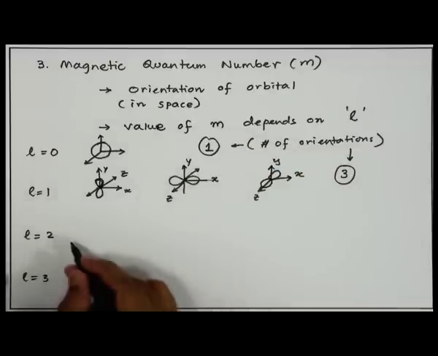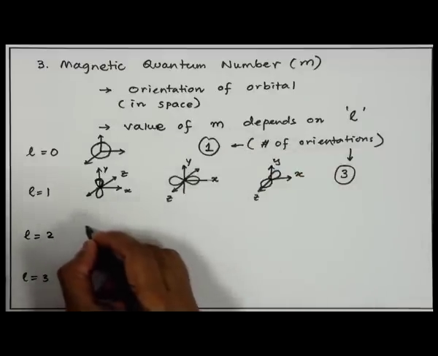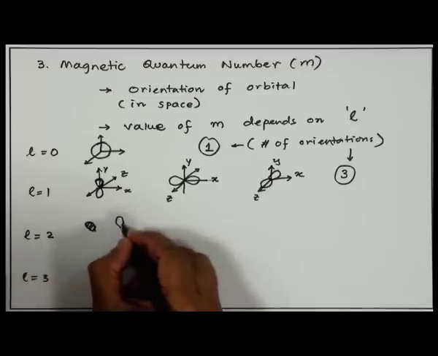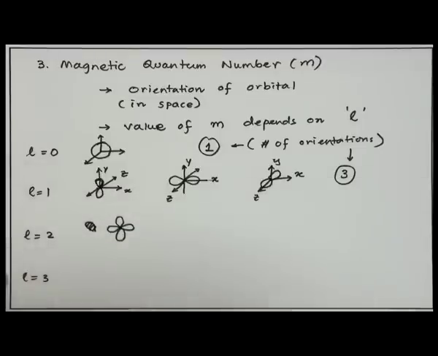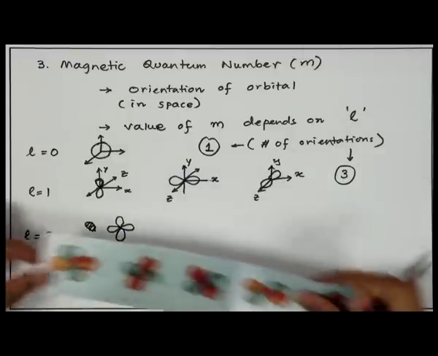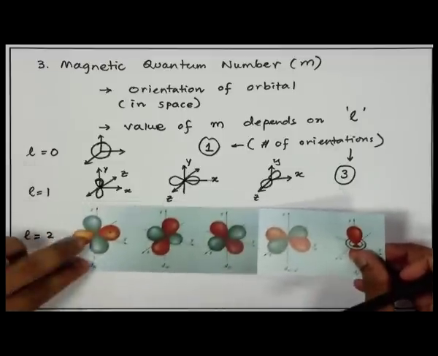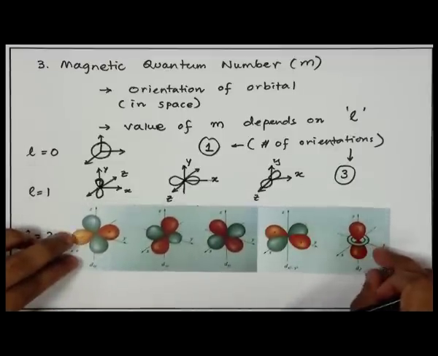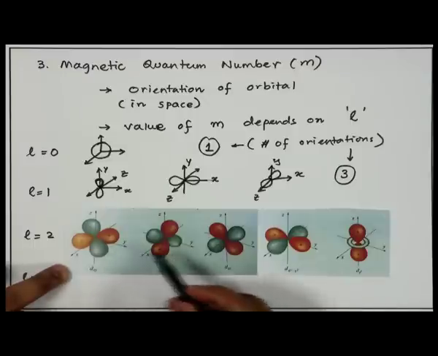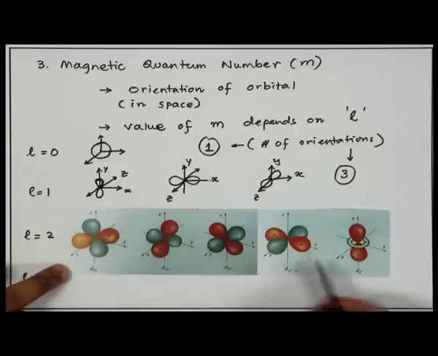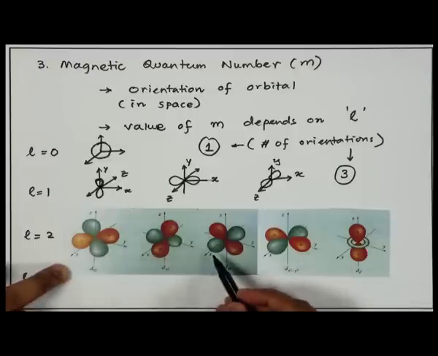Now, similarly, d orbital actually has a double dumbbell shape. Let us draw this way. It has got two different dumbbells, and I can reorient it in 5 different ways. I am not trying to draw that. You see, these are 5 different orientations that these d orbitals can show.